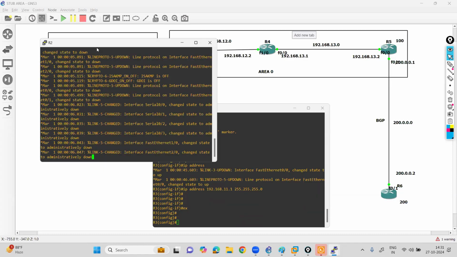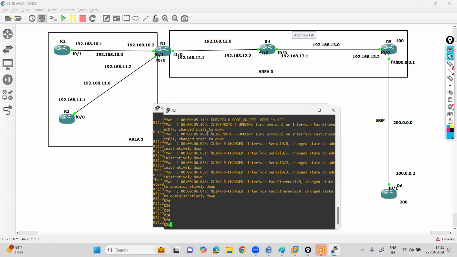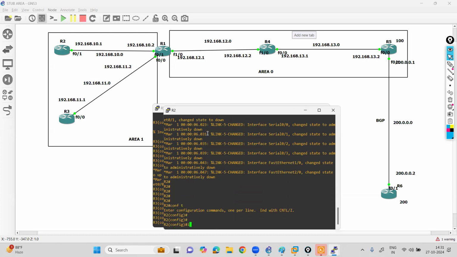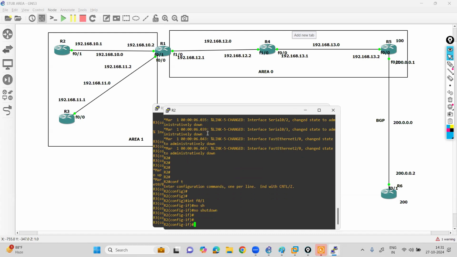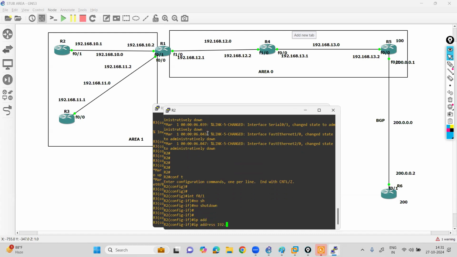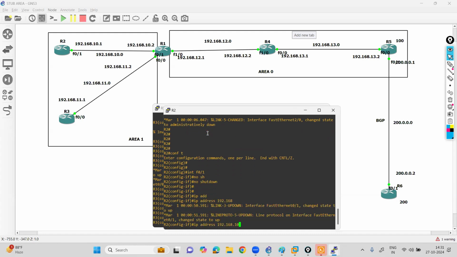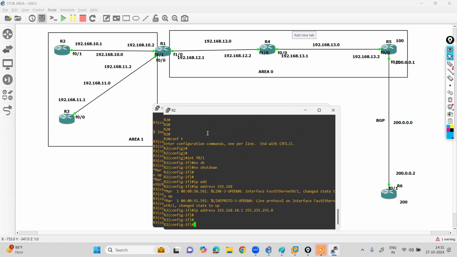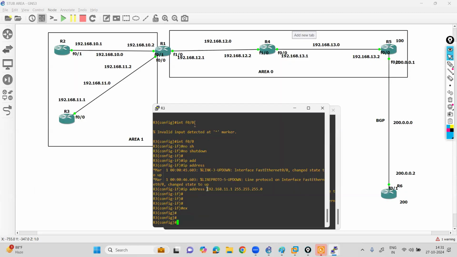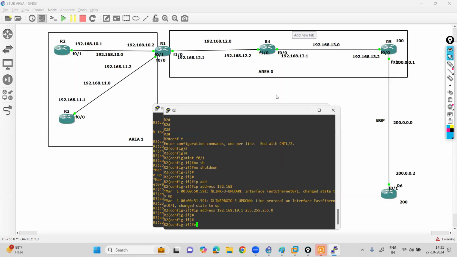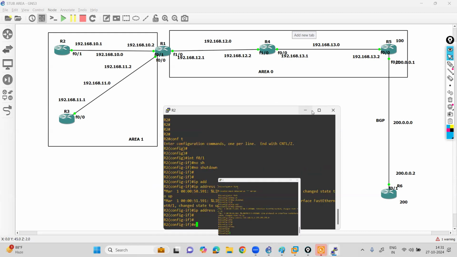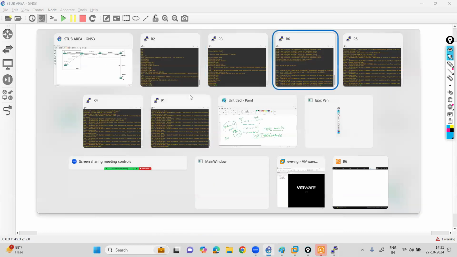Let's go to R2 now. Configure terminal, interface F0/1, no shutdown. IP address is what? 192.168.10.1 and 255.255.255.0. Clear? So now let's go to router number 1 and provide the IP address.